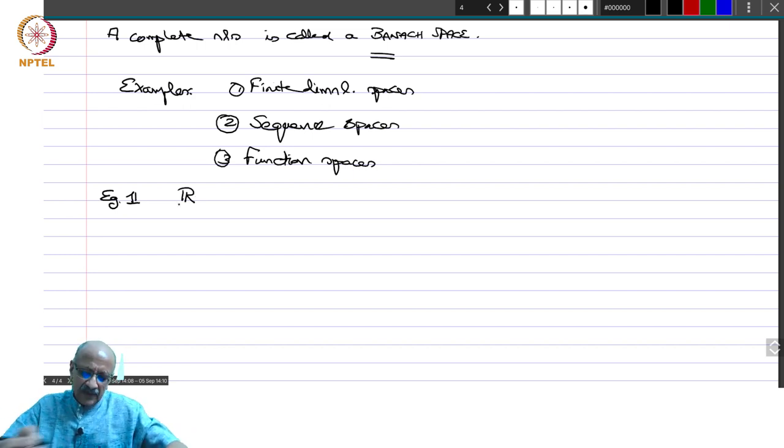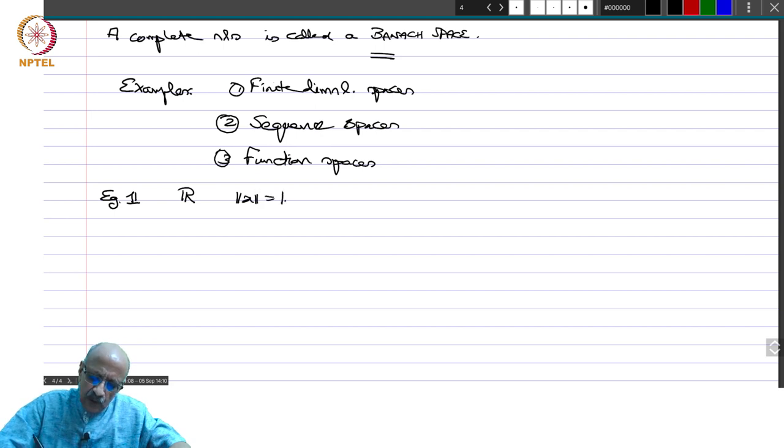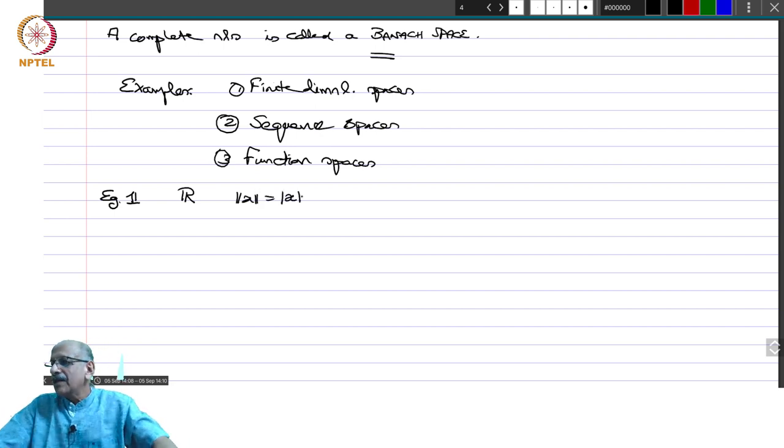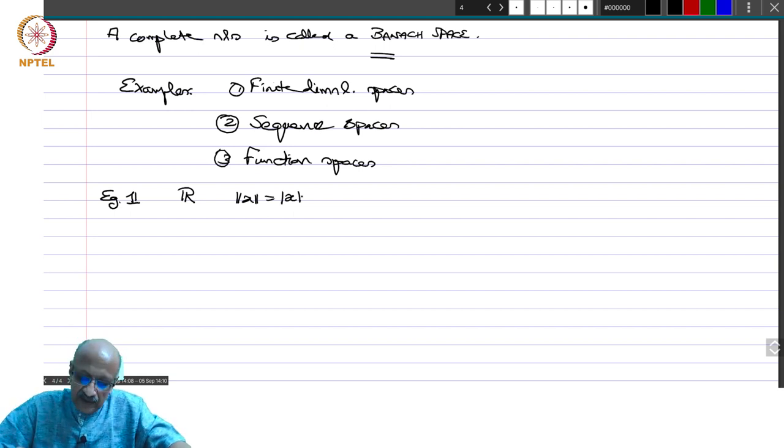So R is a one-dimensional vector space over itself, and we define the norm of x as the usual modulus of x. Then of course, it is trivial that all the three properties hold: norm x is greater than or equal to 0, it is equal to 0 if and only if x equals 0, and the triangle inequality is well known, mod of x plus y is less than or equal to mod x plus mod y. And R is a complete metric space, as you know, and therefore this is an example of a Banach space.